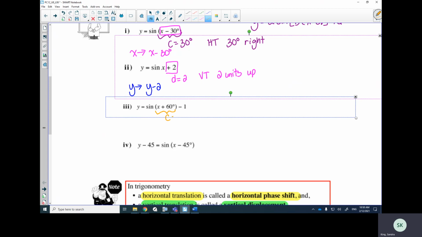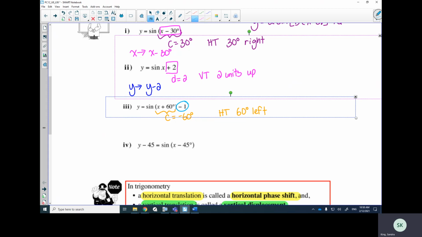This would be a C parameter of negative 60 degrees. And that would be a horizontal translation. Remember, we don't say negative 60 degrees. You tell me the direction, and that will take care of the negative. So horizontal translation, 60 degrees left, because it's negative.